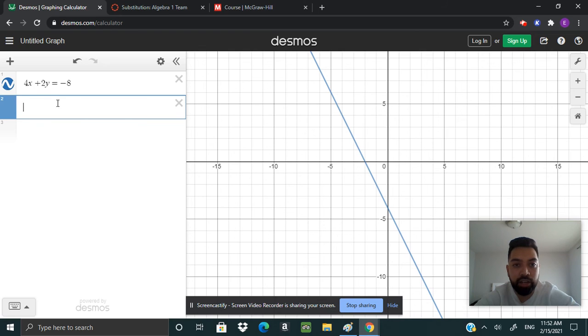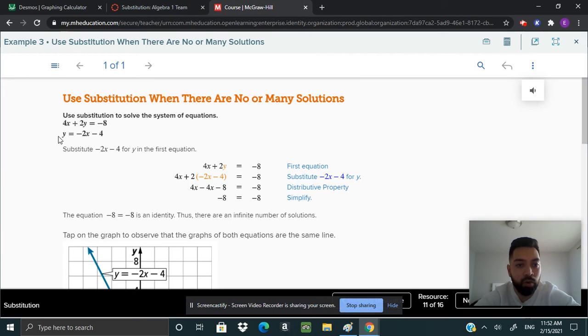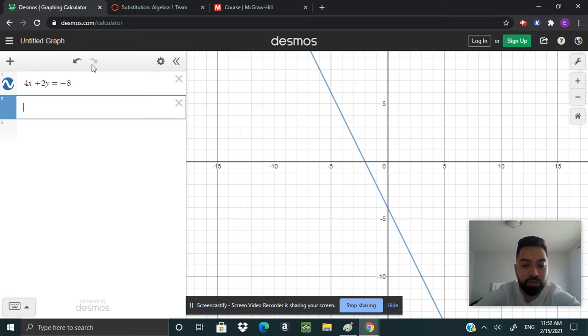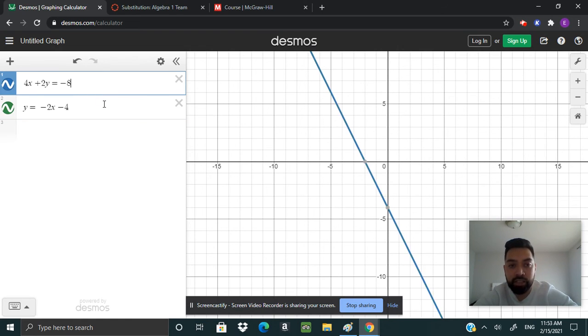And now let's graph the second equation. y equals -2x minus 4. Look what happened. It graphed it right over the other line. So since these two equations represent the same line, any x value on here will work. Any x value will give us a solution. And so since these two represent the same line, they have an infinite number of solutions, or many solutions.